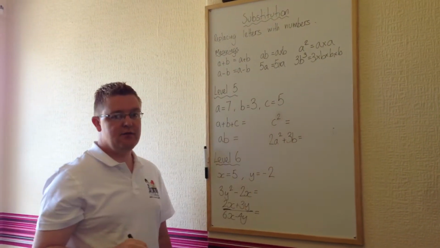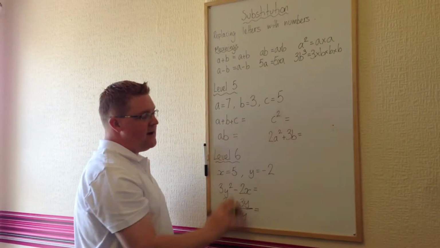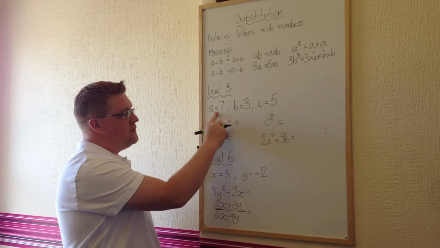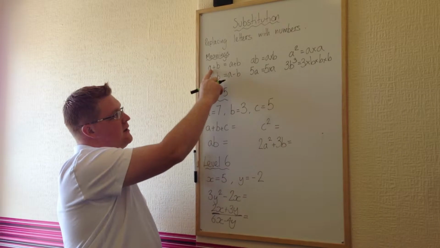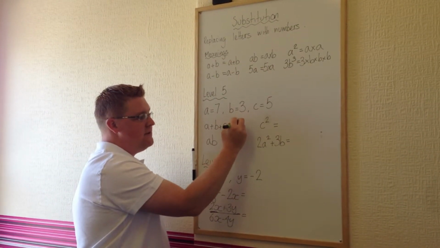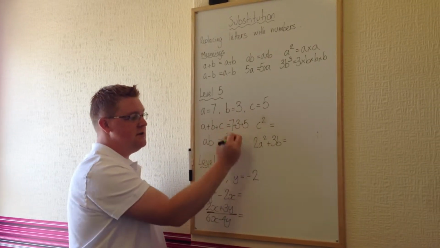So let's have a look at level 5. Substitution crops up at all sorts of levels. Basically, level 5 and level 6 will be used for later on levels. So A is 7, B is 3, C is 5. A plus B plus C, well A plus B we know we can't do anything with, so they just get written down. 7 plus 3 plus 5, which will give us 15.